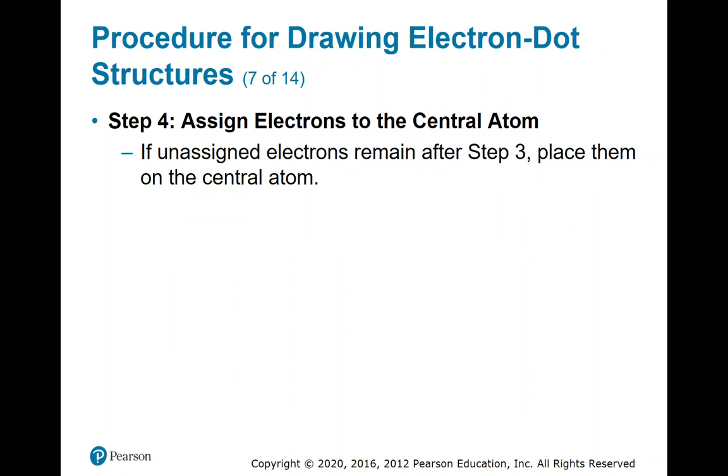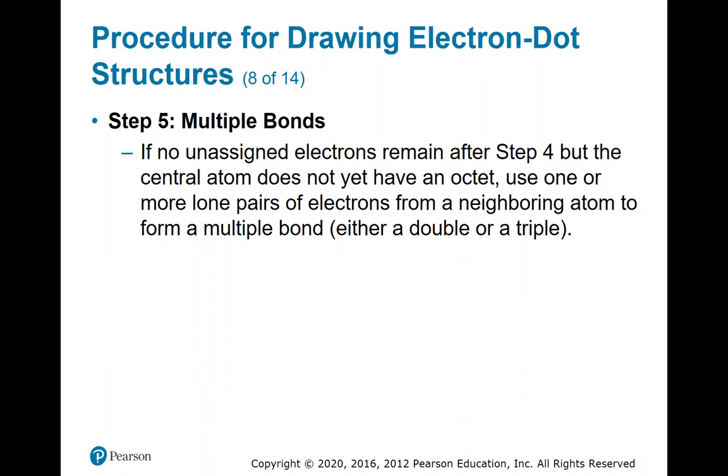If we have any electrons left after step 3, we're going to assign those to the central atom, because at that point we really don't have anywhere else to place them. And then step 5 is going to be to essentially analyze that central atom, determine if it has a full octet, and use one or more lone pairs of electrons from neighboring atoms to form a multiple bond, either a double or a triple bond, if we have a situation where we don't have a full octet around our central atom. So what we're going to get into next is to look at several examples step by step.